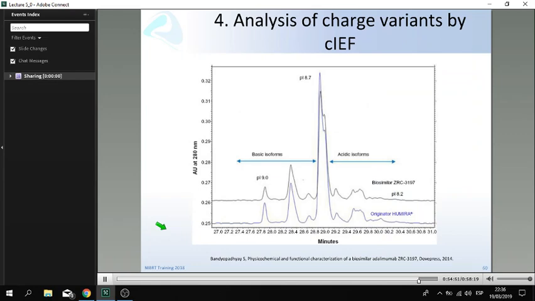Okay, and then you can analyze charge variants by cIEF. This is a comparison of originator and biosimilar, looking at different isoforms. You can see the main peak here, the main isoform that has a pI of 8.7, so that's the main molecule, but there are some isoforms that are a bit more acidic and a bit more basic. The more basic are on this side because we have pH 9 on this side, and then pI 8.2 on this side. So we can compare them, and as long as we are seeing similar peaks, we know that everything is fine.